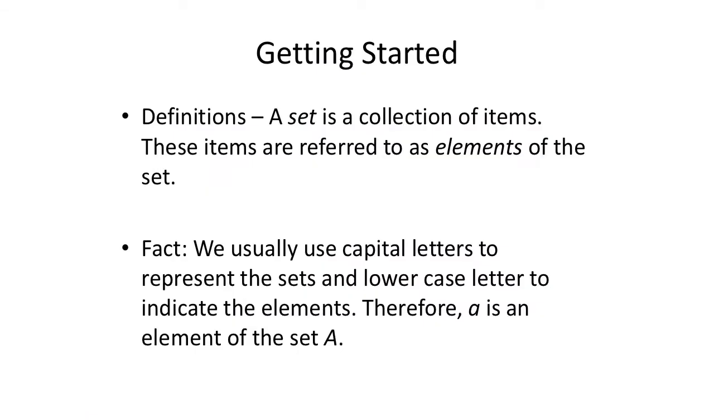So, let's start with some definitions. A set is a collection of items. These items are referred to as the elements of the set. So you could have a set of primary colors: red, yellow, and blue. Maybe you have a set of all the towels in your linen closet. Maybe you have a set of the first 10 integers. It's the first 10 positive integers. It doesn't matter. It's just a collection of items.